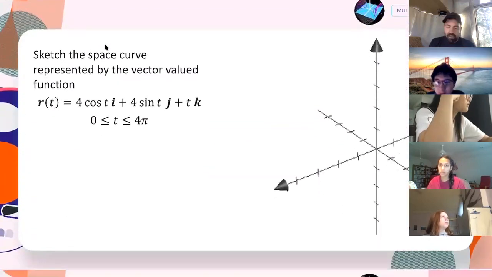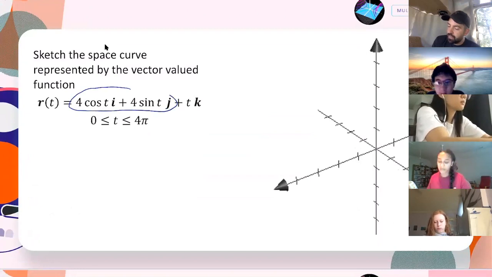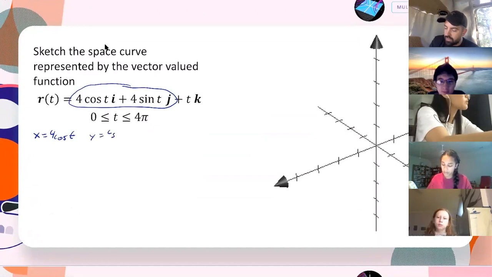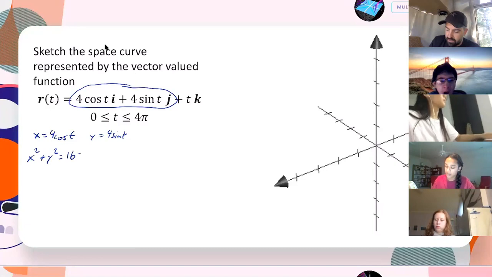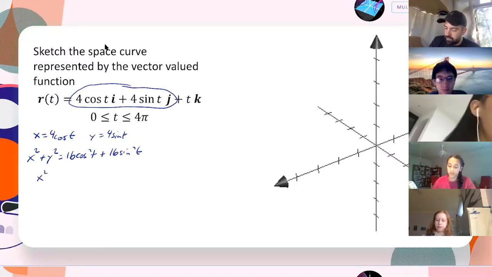All right, sketching space curves, I wouldn't stress too much about because it's really hard to sketch a space curve. But again, you want to start trying to understand what's happening here. Notice in the xy direction, this is a circle. If we were to take x equals 4 cosine t and y equals 4 sine t, you want to recognize that's a circular motion in the xy direction. Okay, we're going in a circle because x squared plus y squared equals 16 cosine squared t plus 16 sine squared t, which is just x squared plus y squared equals 16 because cosine squared plus sine squared is 1.